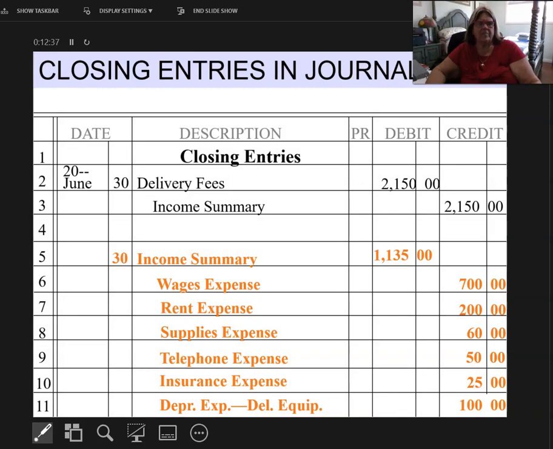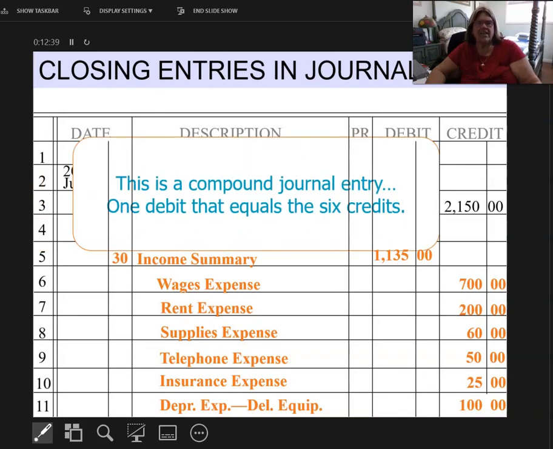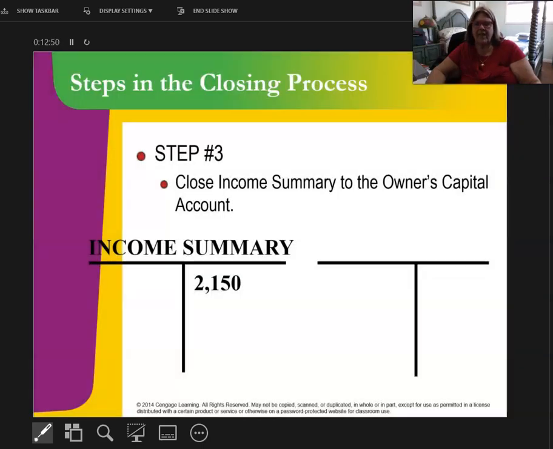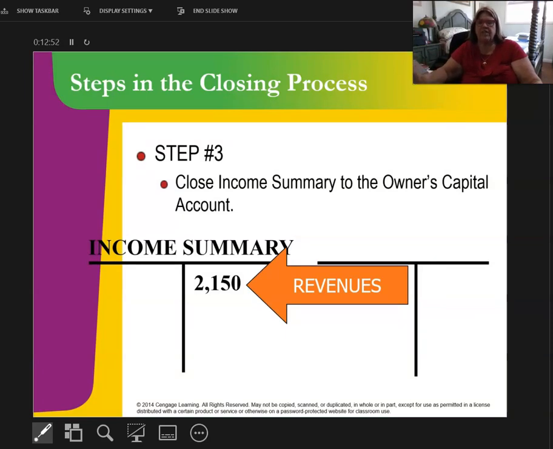Here's what it looks like. It's called a compound entry. Here's all my credits. If you add these up, they equal this. Okay? So now we've done 50%, we're halfway done already.